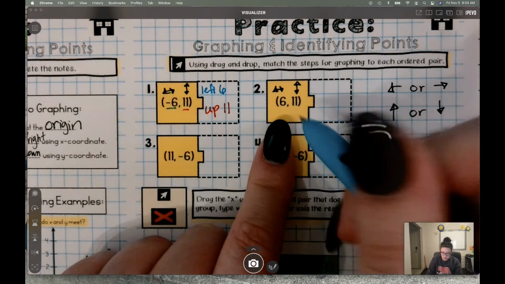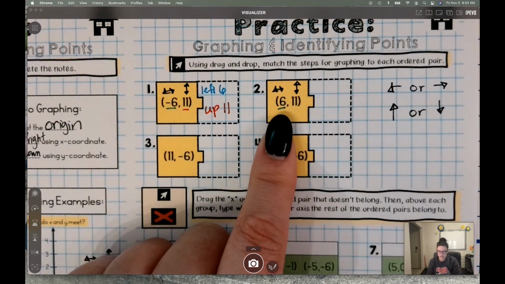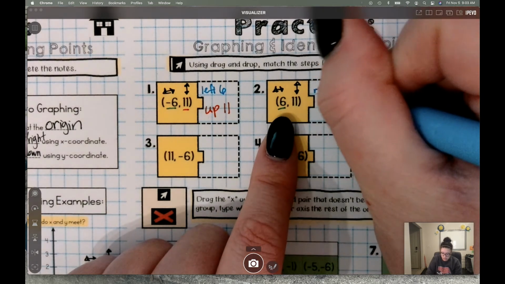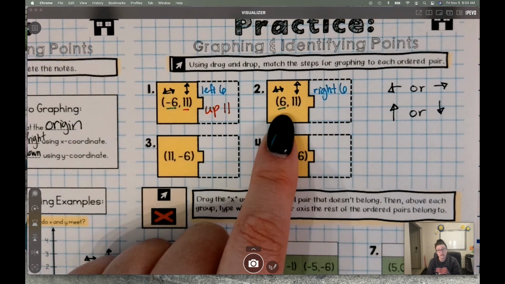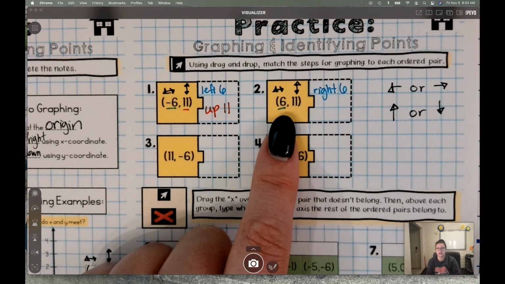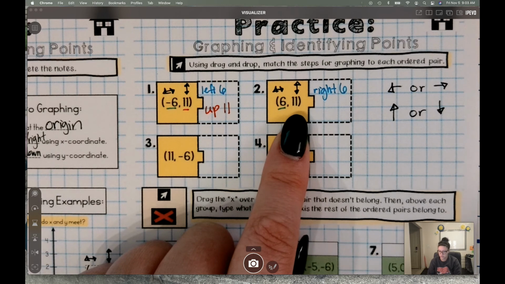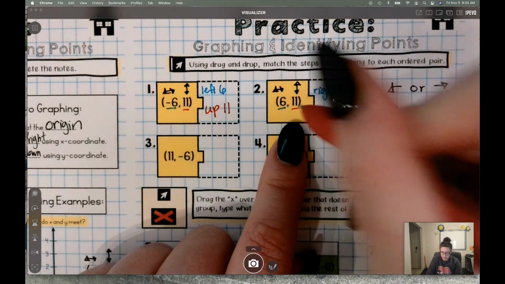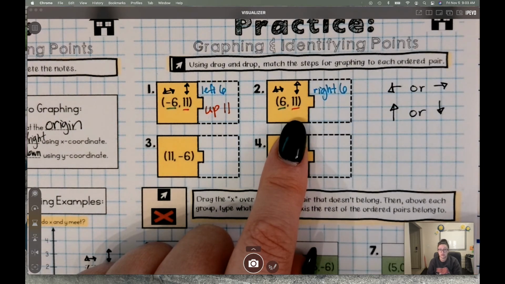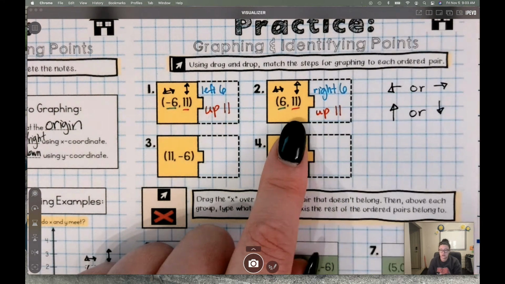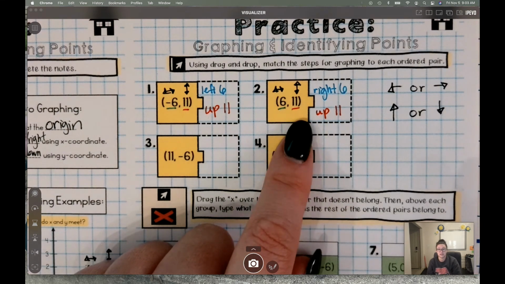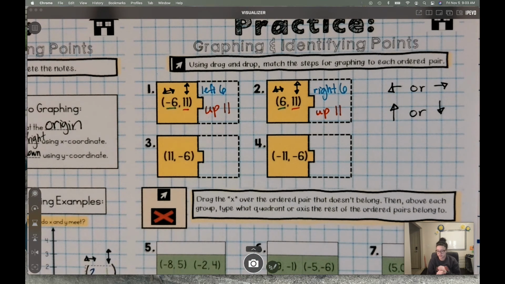For our next one, +6. So left or right 6? Which way are we going? We're going to the right 6 because it's positive. Positive means we go to the right. And then what about this 11? Where are we going with that 11? Why are we going up 11? Because it's a +11, exactly.